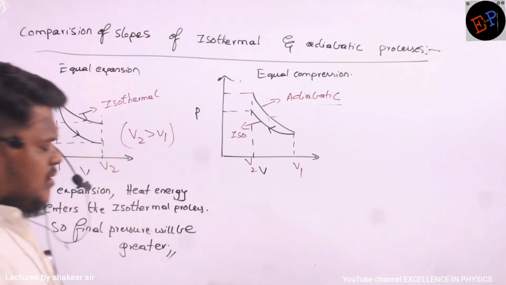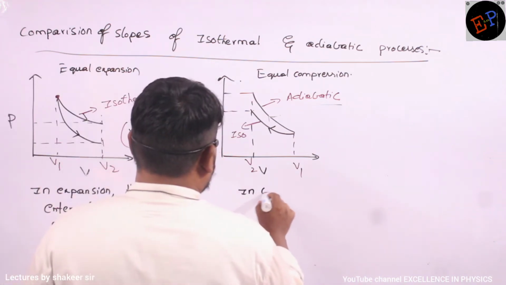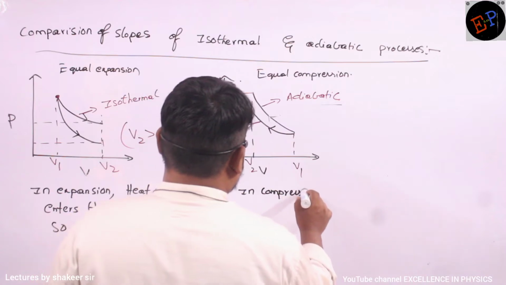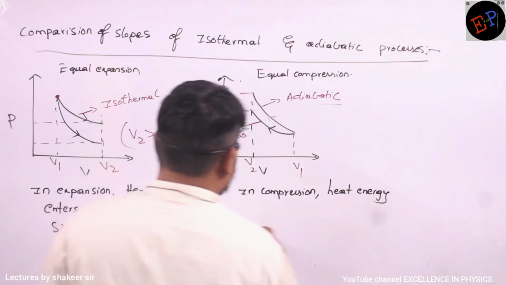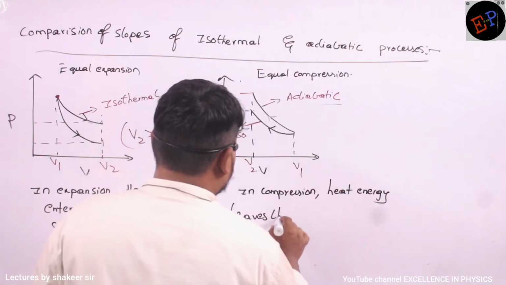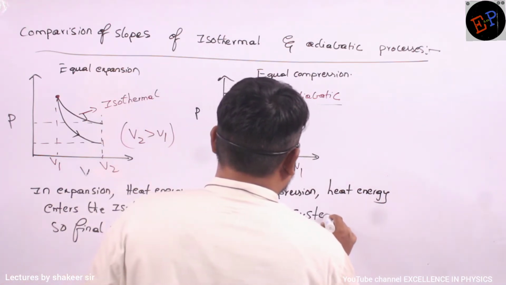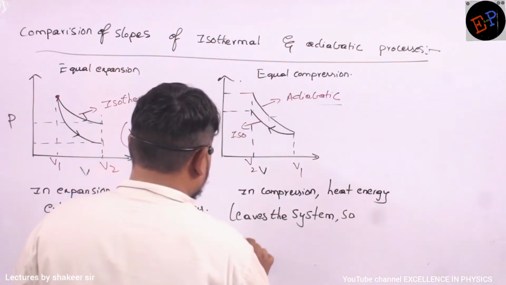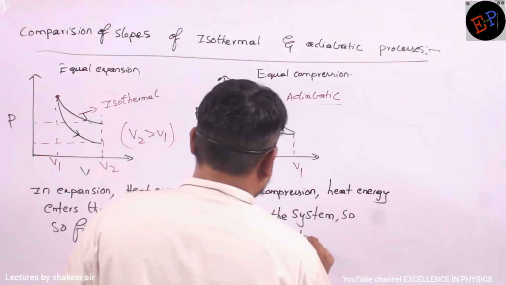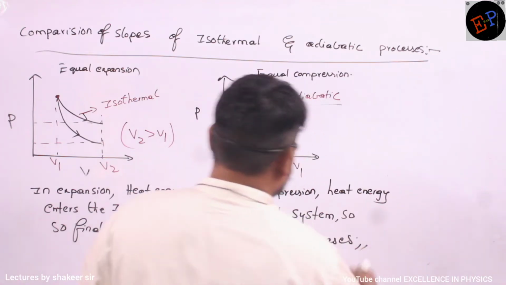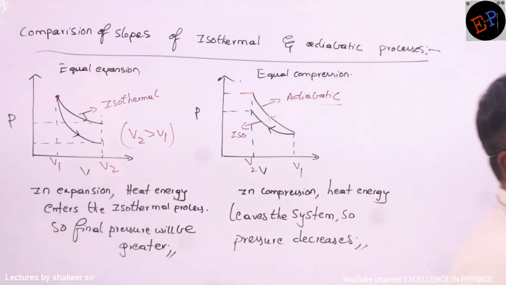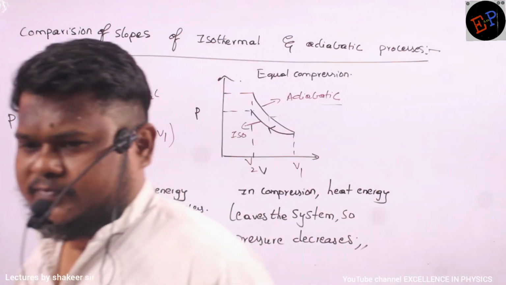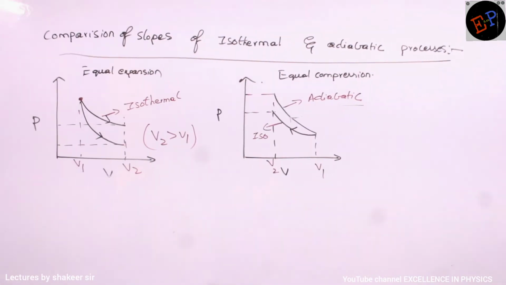Clear? In compression, what happens? In compression, heat energy leaves the system. So pressure decreases. Understood? Whereas in adiabatic process, heat doesn't enter, heat doesn't leave also. So no problem. These are the reasons briefly which I can write down. Clear? That's it.